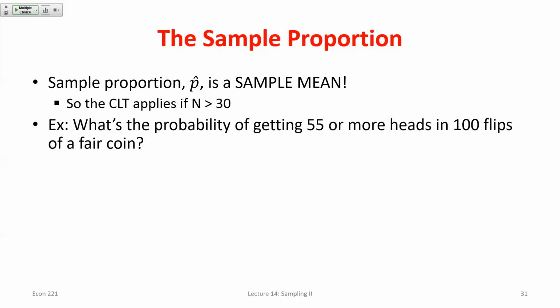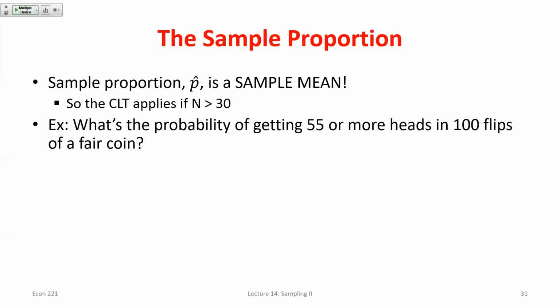So let's say I'm flipping a coin and I would flip it 100 times. What's the probability I get 55 or more heads? Well, if I think about the proportion of heads that I'm going to see, what would that distribution of my sample proportions look like? Well, I know it's going to be centered around the true population proportion. If I'm flipping a fair coin, the population proportion, if I flipped it an infinite number of times, would be 50% or a proportion of 0.5.